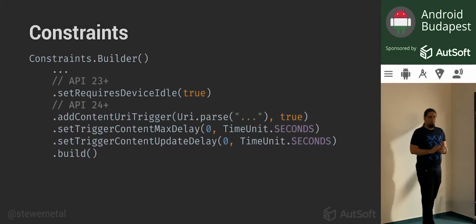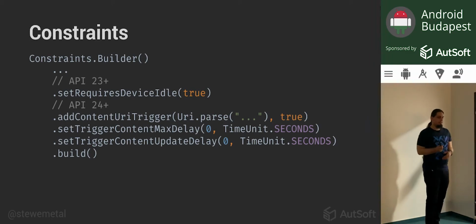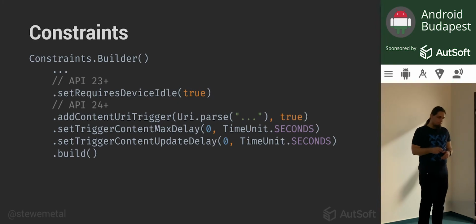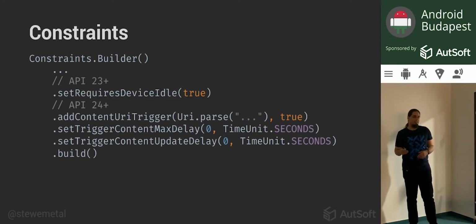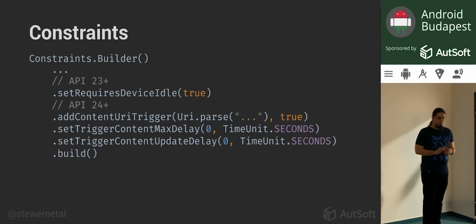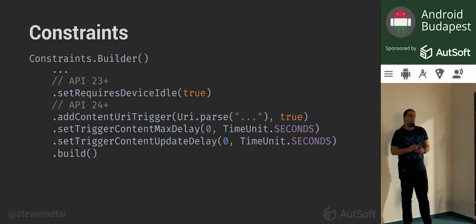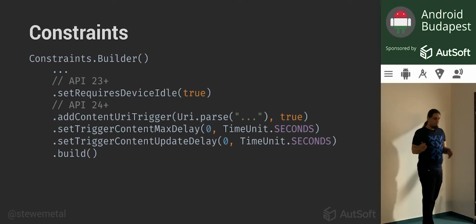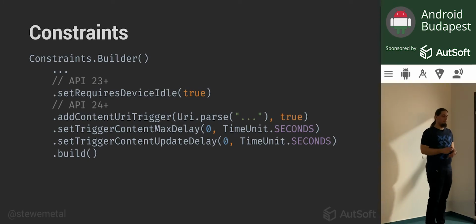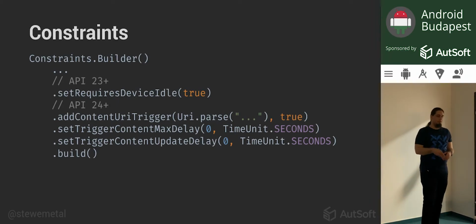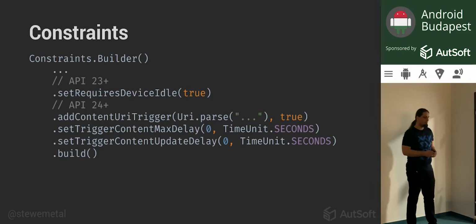And to go further down the line, there are some API-dependent constraints to be used. Starting with API 23, we can use the requires device idle constraint. This is based on the Doze mode and the background limitation frameworks. So when those mechanisms report that the device is in idle mode, this constraint will be met.